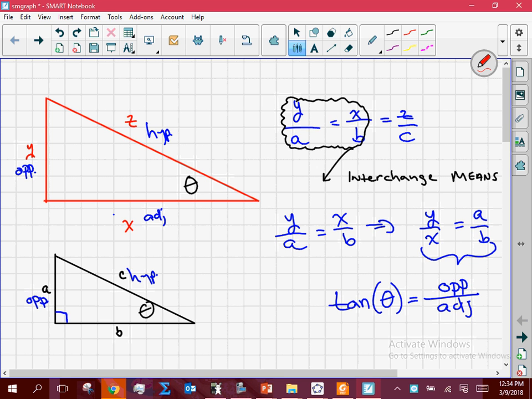Won't you wait a few minutes, because I don't want you to miss this stuff. So tangent of theta is equal to opposite divided by adjacent.